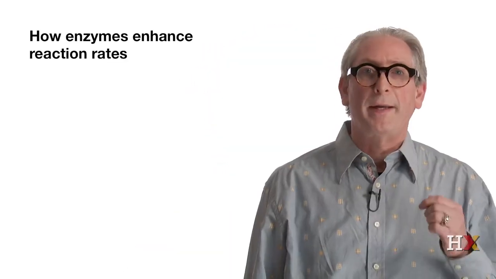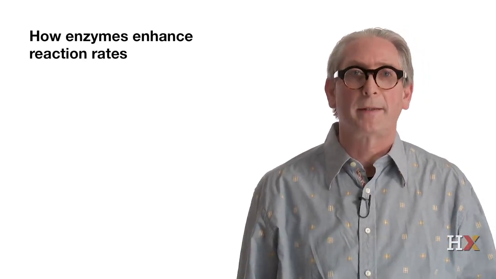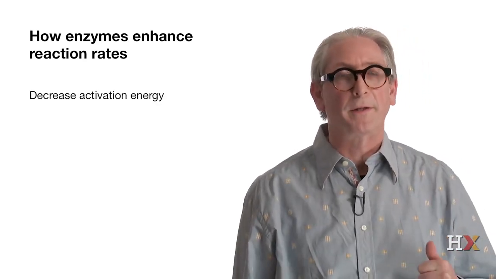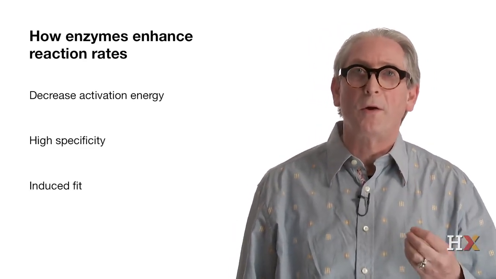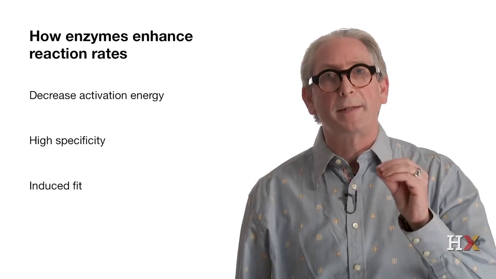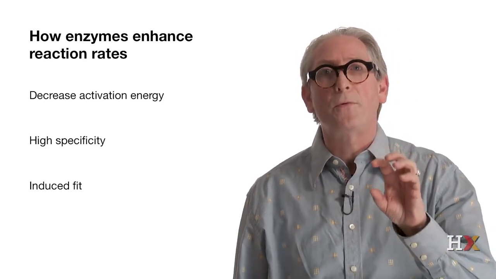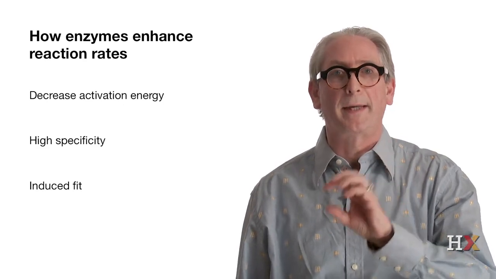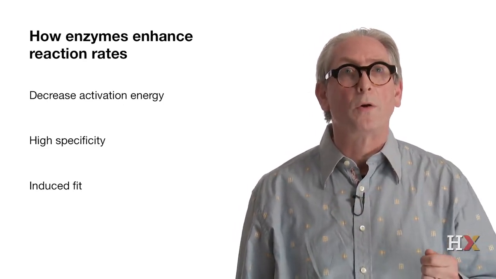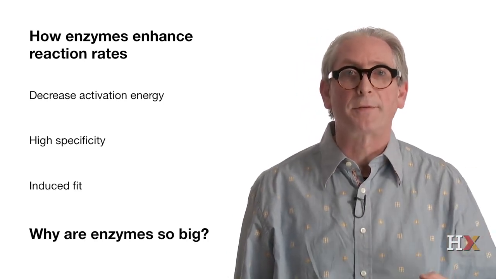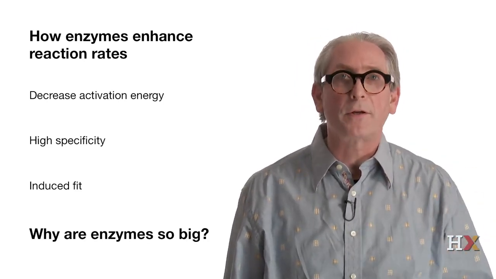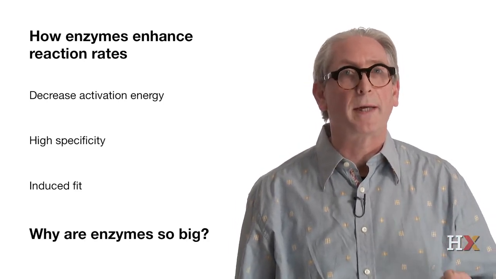So in the previous two videos, we have seen that the contributing factors to enhance the reaction rate are the decrease of activation energy, the specificity of the enzyme, and the induced fit. We have seen also that, surprisingly enough, only a few residues are needed for the catalysis. So the question is, why are enzymes so big compared to the size of their active site? How does the tertiary structure of this enzyme contribute to catalysis?